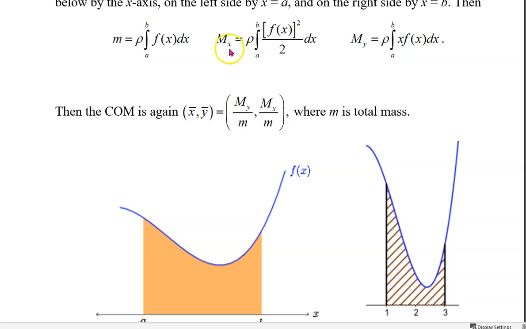The moment in the x direction is given by this formula, rho times the integral from a to b of f of x squared divided by 2 dx. The moment in the y direction is given by the definite integral rho, which is a constant here, times the integral from a to b of x times the function dx.